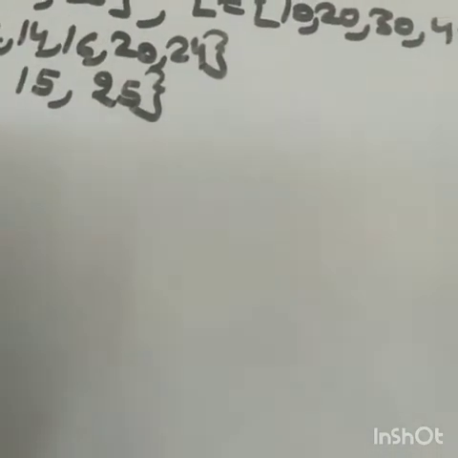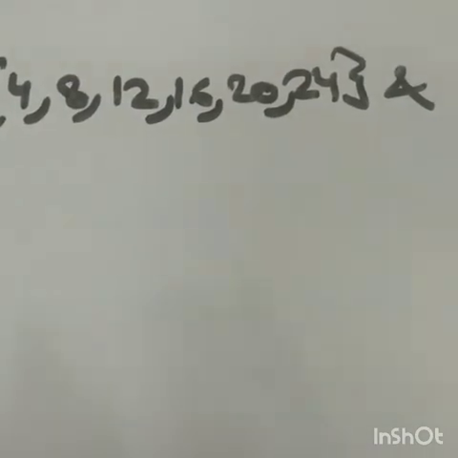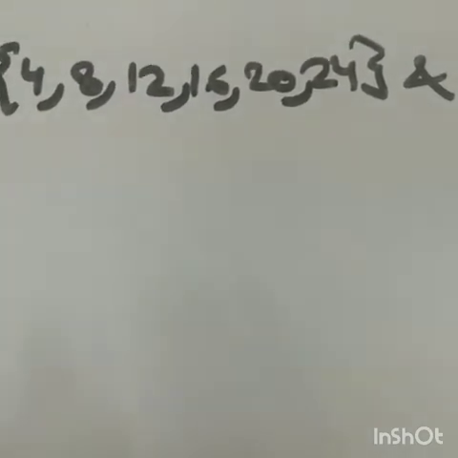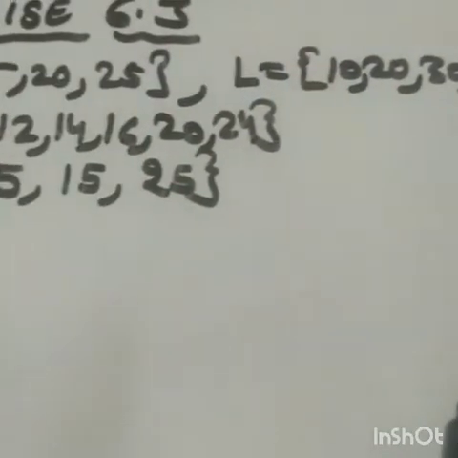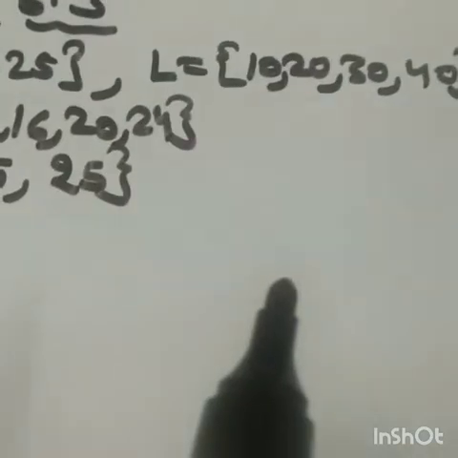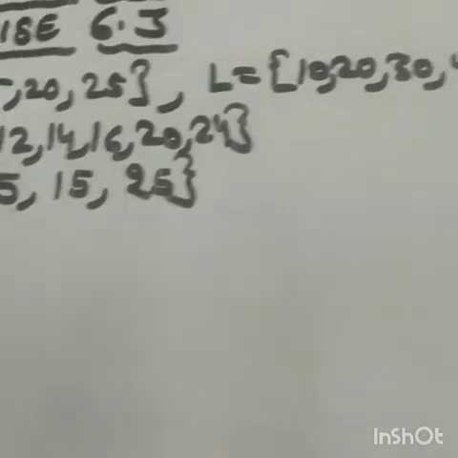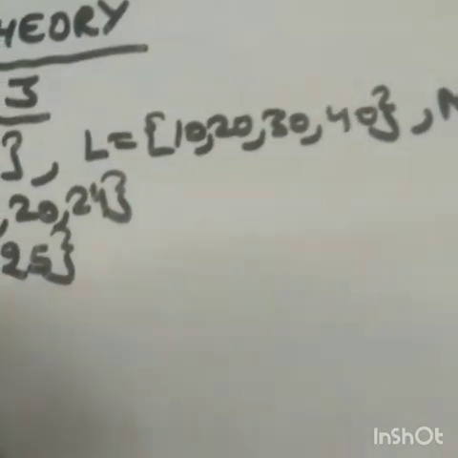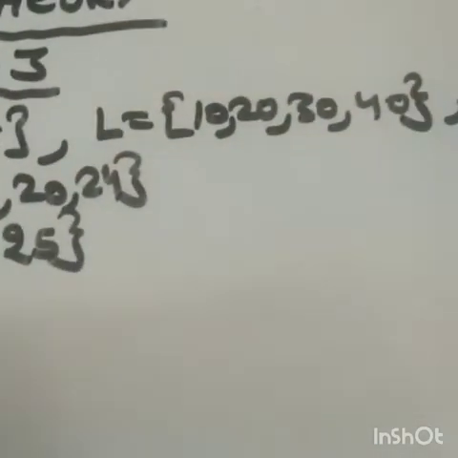M minus P. Now set M is 4, 8, 12, 16, 20, 24. And P is having 8, 10, 12, 14, 16. All the elements are already there: 8, 12, 16, 20, 24. Only the element which is not there is 4. So the answer is 4.